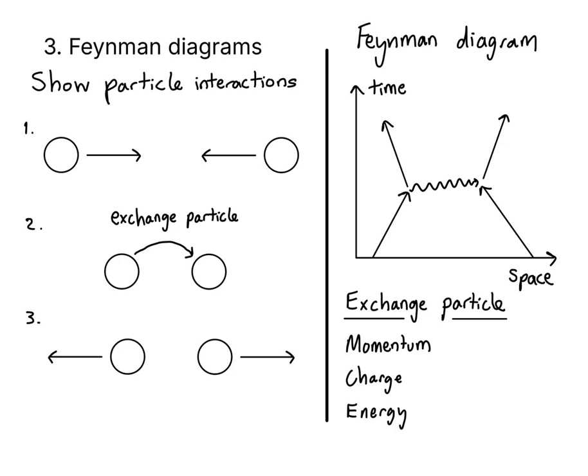First, time runs up the page and space runs across. Second, the lines are not the literal paths the particles take through space. They just show what goes in and what comes out. The wavy line in the middle is the exchange particle representing the force. For the weak force, those exchange particles are the W and Z bosons.